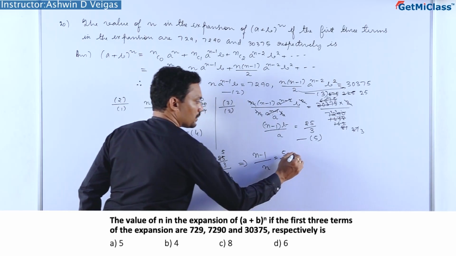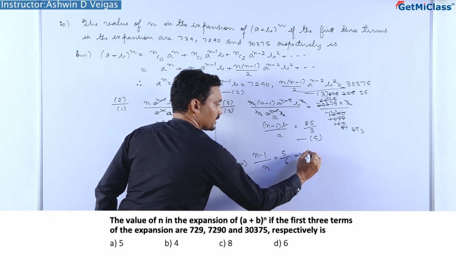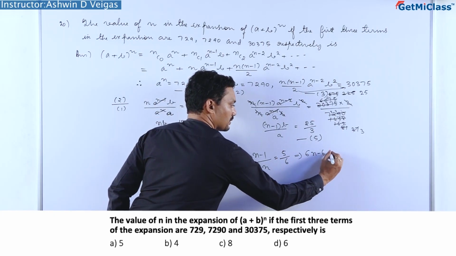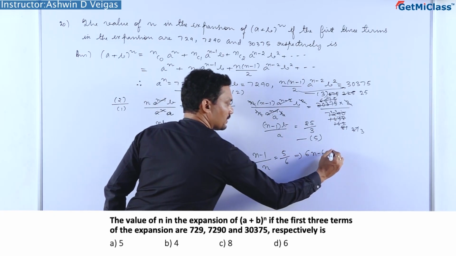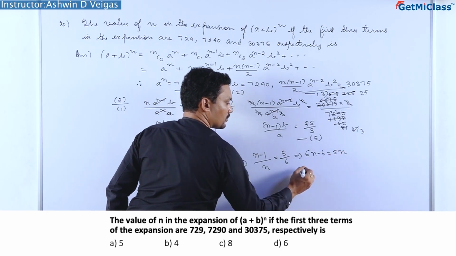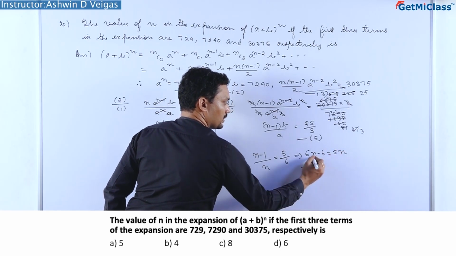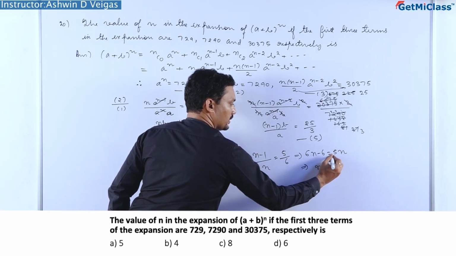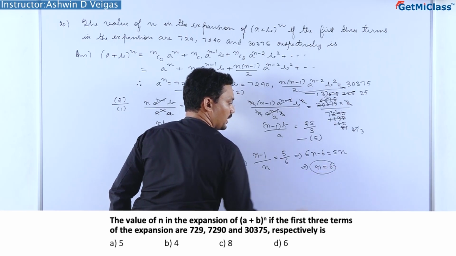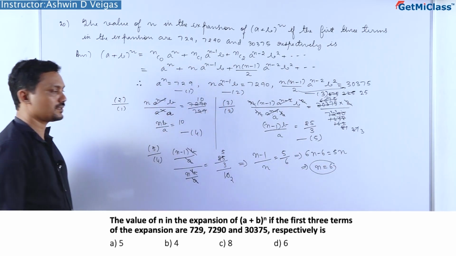Suppose you cross multiply this, we will get 6n - 6 is equal to 5n. So from here 6n - 5n, you will get n is equal to 6, and hence n equal to 6 is the answer.